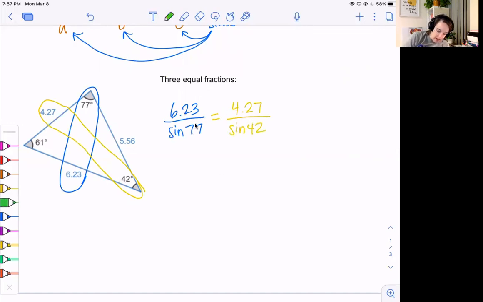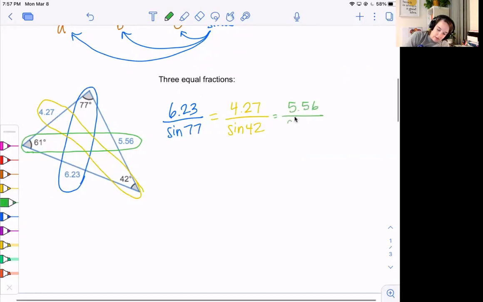And then we have a third pair, this one and that one together, right? So side 5.56 over sine 61. If we put this in our calculator, this in our calculator, and this in our calculator, we'd get basically the same thing for each one of these, right? So the pairs are all equal to each other.